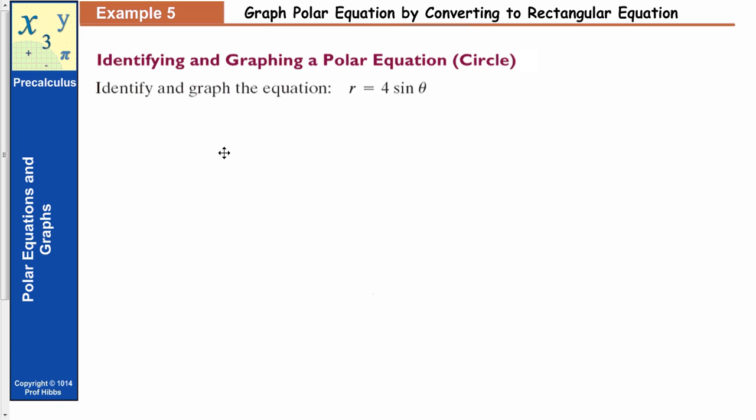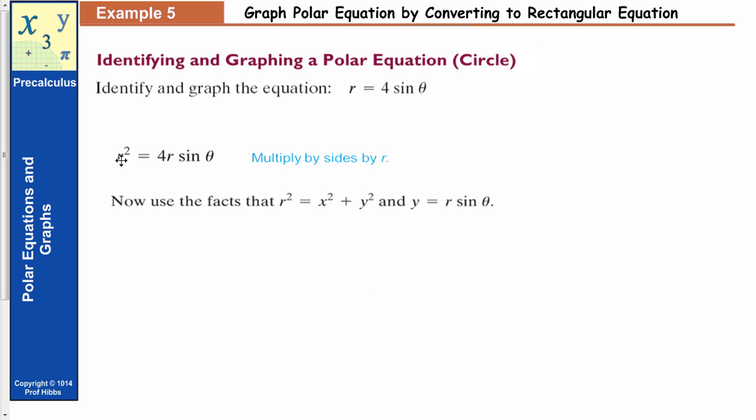But if we multiply both sides by r, then that creates an r squared on the left, and it creates an r sine theta on the right. And the significance there, of course, is r sine theta can be replaced with a y, and r squared can be replaced with x squared plus y squared. And so now our equation on the left is x squared plus y squared equals 4, and r sine theta is y, so 4y.